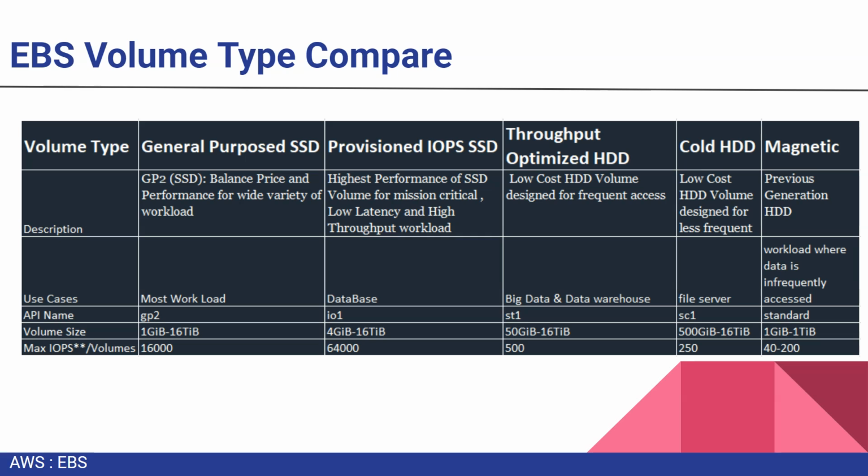IOPS is the more important one here. General purpose SSD IOPS is 16,000. Provisioned IOPS is 64,000, this is the max IOPS. Throughput HDD is 500 IOPS. Cold HDD is 250 IOPS, and magnetic is 40 to 200. So you will find more IOPS throughput with the SSD, and less with the hard drive. So these are the different volume type comparisons, and we will see how we can create the different volume types from the EC2 console.